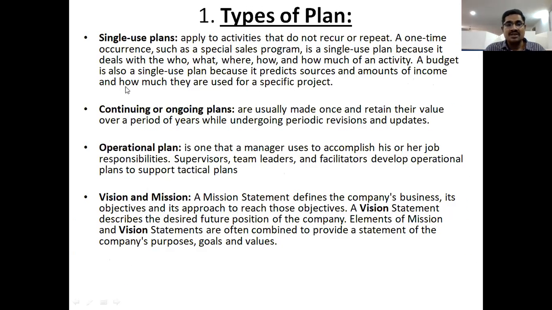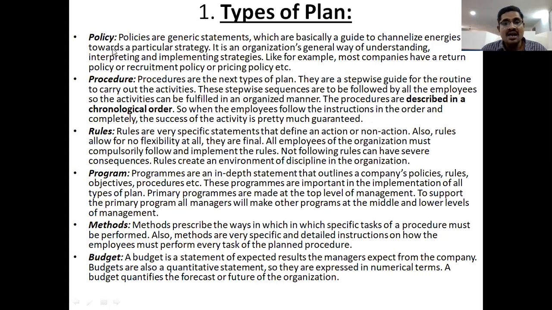And next, these are the types of plans: single-use plans, continuous or ongoing plans, operational plans, vision and mission, and strategy. The next plan is policies. Policies means general guidelines. Policies are nothing but guidelines for doing business operations or business activities. For each and every business operation and activity, we should have guidelines. Those guidelines are called policies.